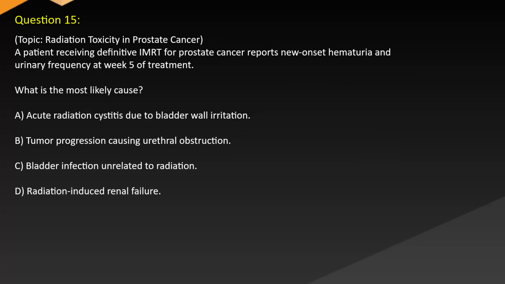Question 15. Topic: Radiation toxicity in prostate cancer. A patient receiving definitive IMRT for prostate cancer reports new onset hematuria and urinary frequency at week 5 of treatment. What is the most likely cause? A. Acute radiation cystitis due to bladder wall irritation. B. Tumor progression causing urethral obstruction. C. Bladder infection unrelated to radiation. D. Radiation-induced renal failure.